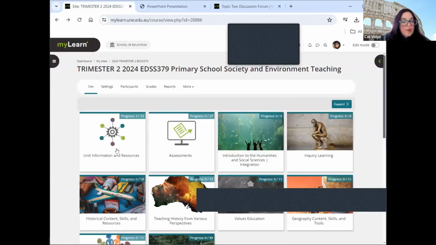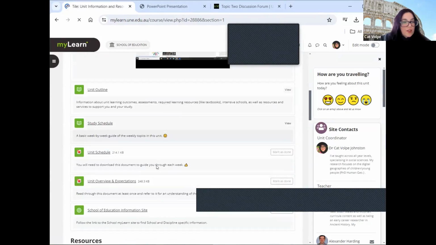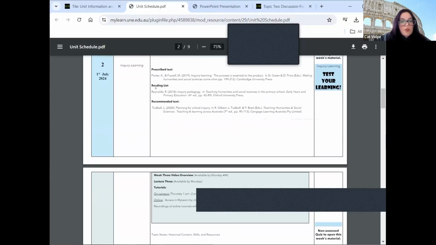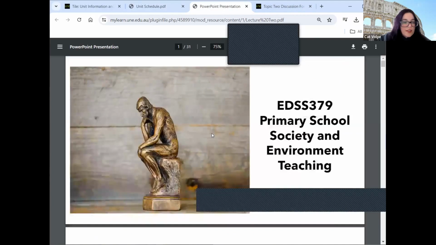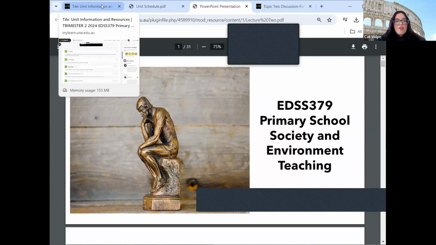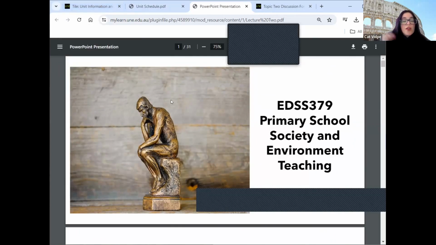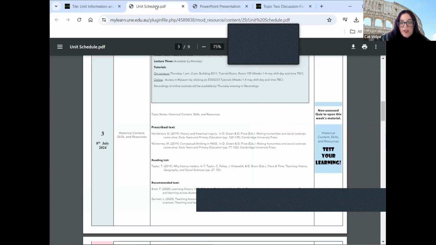All right, so thinking about the readings for this week, you will have downloaded this unit schedule, probably looked at this quite a bit. So that's Porter and Fussell, that's from last week. Now, week 3, we're looking at history and historical inquiry, and also conceptual thinking in HASS. If the lecture slides have different readings than what is in the unit schedule, which I think does happen 1 or 2 weeks, please just follow this unit schedule. This is the Bible of readings, okay?